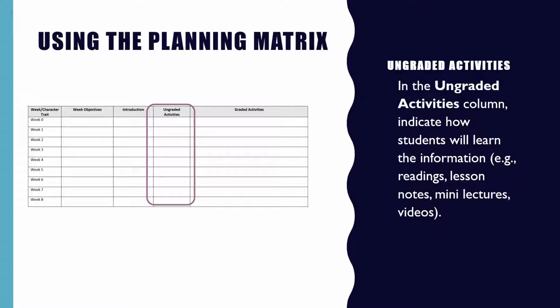In the ungraded activities column, indicate how students will learn the information. For example, readings, lesson notes, mini lectures, and videos. Provide specific details, the URL, textbook page numbers, etc. What guidance and support will you provide? For example, study guides, partially worked problems, example papers, answers with feedback. Indicate how students will practice what they learn, with non-graded quizzes, discussions, worksheets.